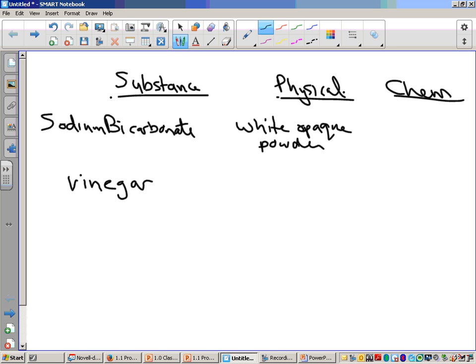Yep, a colorless, transparent liquid. Please don't say a clear colorless liquid, because clear and transparent are synonyms. Clear means that the light is able to go through, all right?